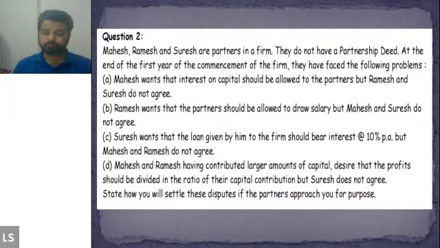After providing the loan to the business, let's suppose at the end of the year, Suresh is asking the other partners to pay him interest on his loan at the rate of 10% per annum. So whether Suresh can claim 10% interest on his loan contribution or not? Tell me, Evan, will he be able to claim 10% interest on his loan? Yes, sir, he will be able to claim 10% interest.